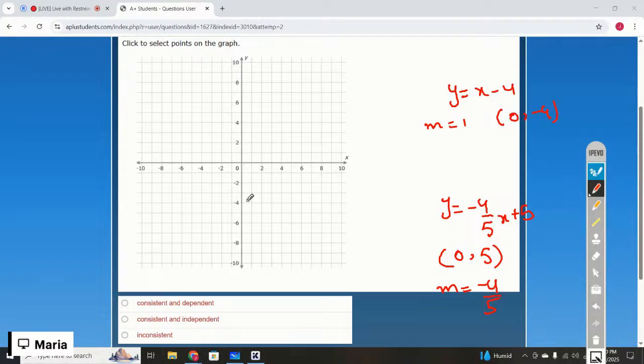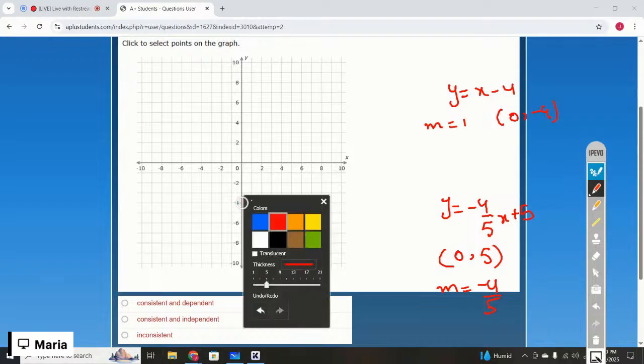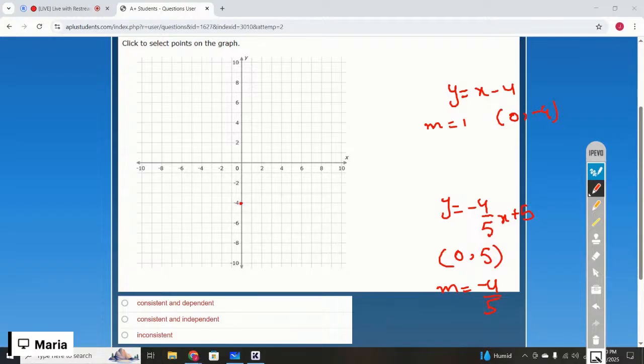So for the first one, x is 0, y is negative 4, right? Here is the point. And the slope is 1. You need to move up 1 point and right 1 point. I'm going to use this line to draw it.